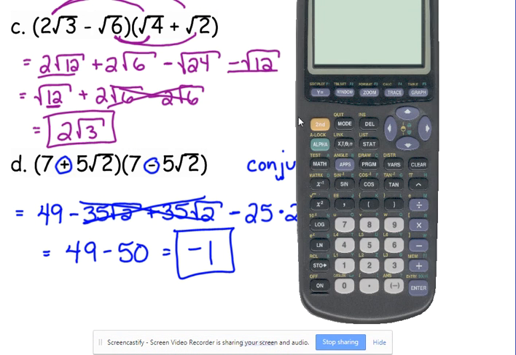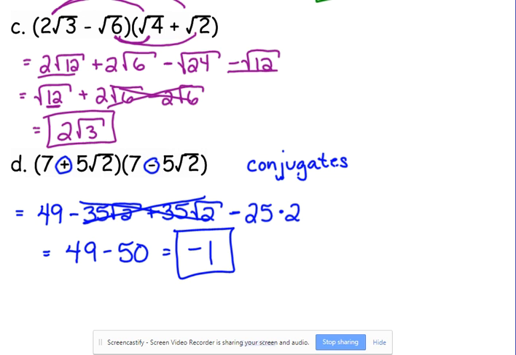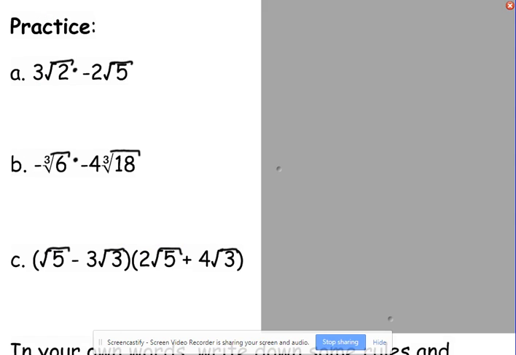Now, the lucky thing is your calculator would actually work this one out for you because it ends up not a square root. Okay, so not all conjugates, when you multiply them, do you get negative 1. But when you multiply conjugates with square roots, guess what? The square roots do always cancel out. If they don't cancel out, then you didn't multiply something correctly, or they're not conjugates. When you have the exact same radical expression, one's got a plus, one's got a minus, it's going to give you a whole number answer. Okay, so practice.